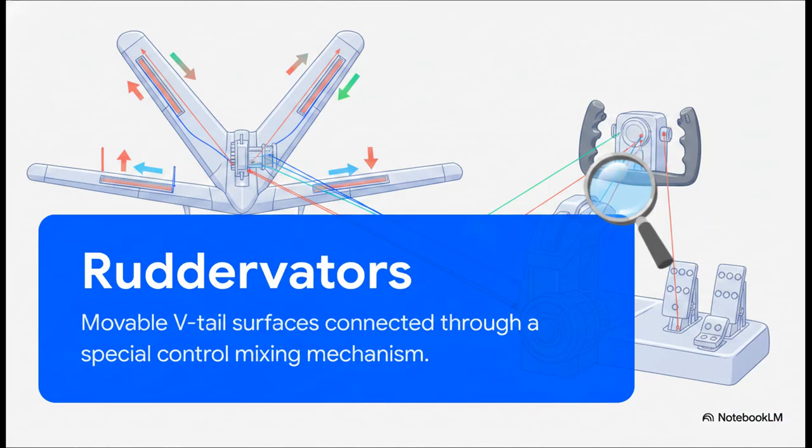So how on earth do you control it? The movable parts on the trailing edge are cleverly called ruddervators. Because there are only two surfaces handling both pitch and yaw, they rely on a super complex control mixing mechanism hidden away in the tail. When you pull the yoke back, both ruddervators move up equally to pitch the nose up. But if you step on the right rudder pedal, the mechanism moves the right ruddervator up and the left one down to yaw the aircraft. It is a really fascinating mechanical translation of your inputs.